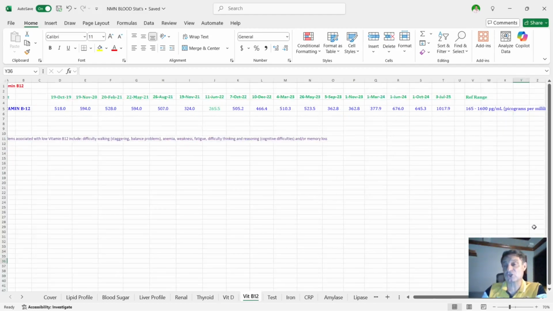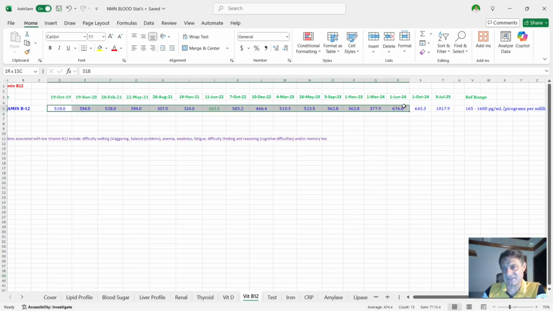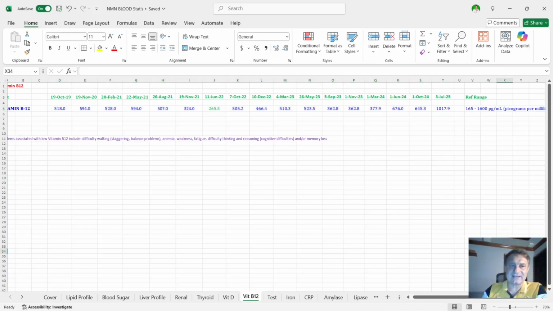Vitamin B12, this has shot up quite a lot from 645.3 to 1017.9, so that seems like quite a big jump. That said, the top end of the standard reference range is 1600, so my 1017 is below that, but that is the highest score I've ever had since I started taking these records back in October of 2019. So that's it for my vitamin B12.